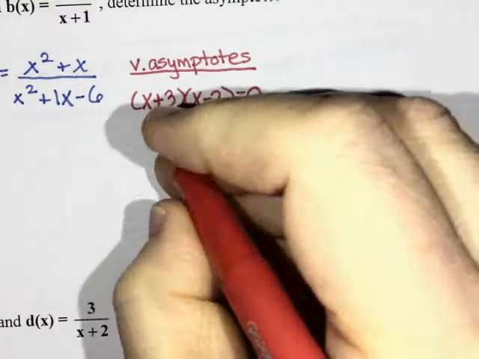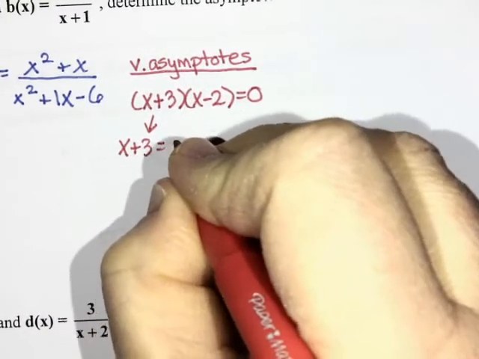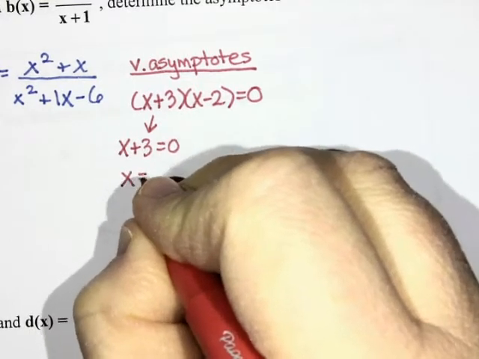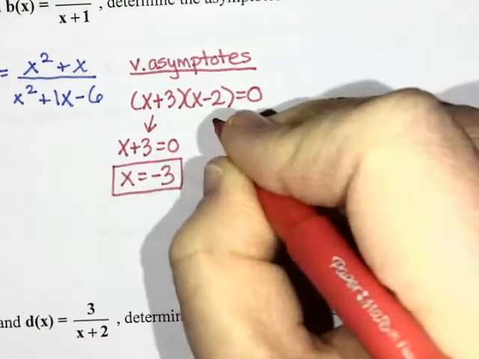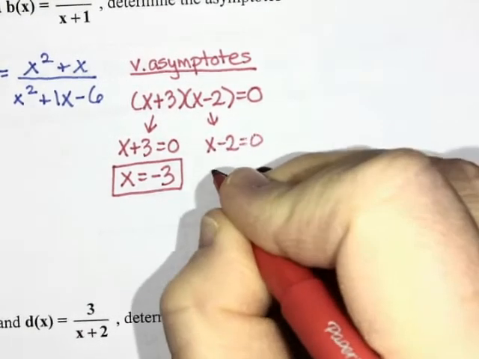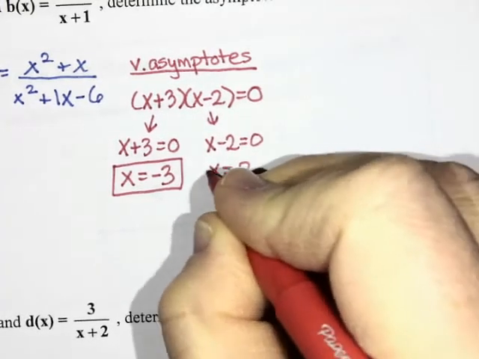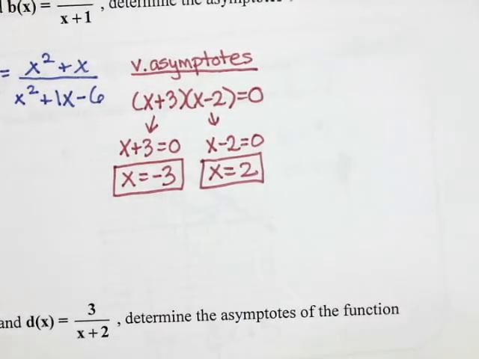So what makes that 0? Well, if x plus 3 is 0, I'm going to get x equals negative 3. And if x minus 2 is 0, I'm going to get x equals positive 2. So I have vertical asymptotes at negative 3 and positive 2.